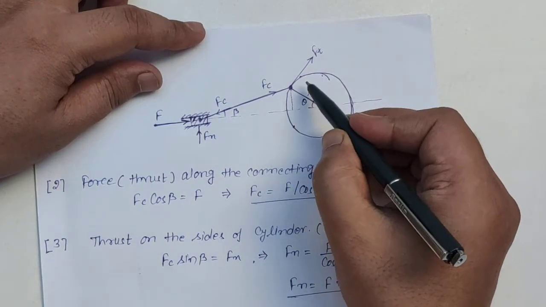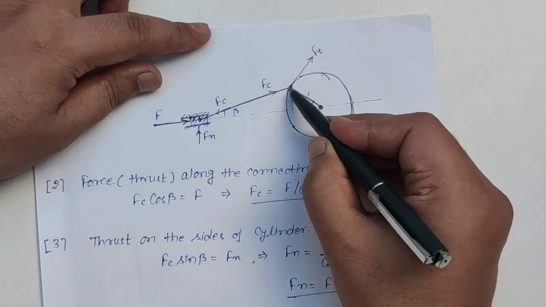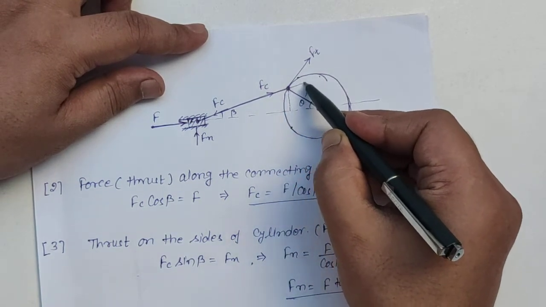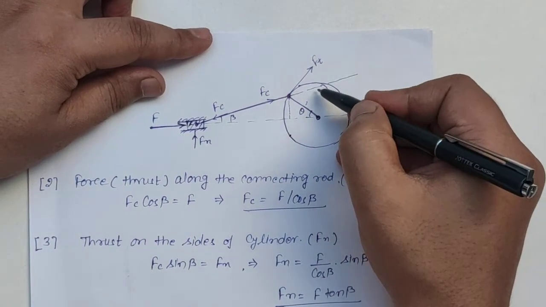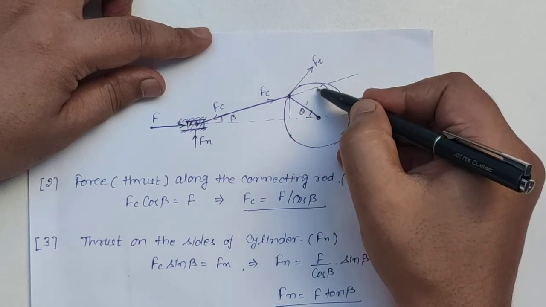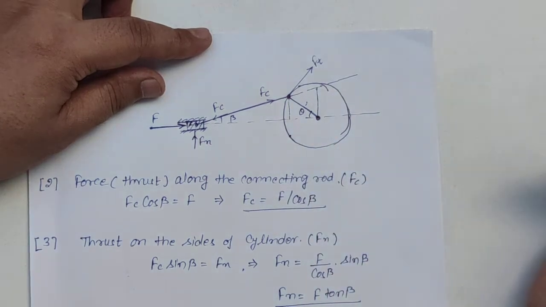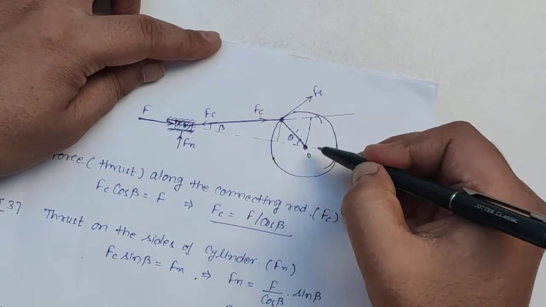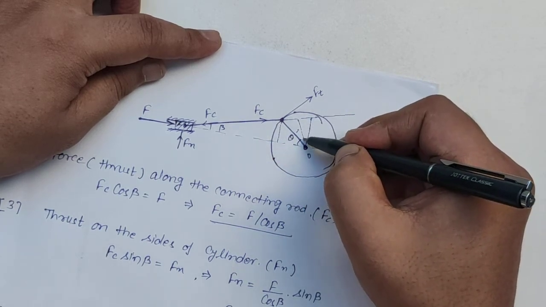For that, listen very carefully. We will extend the line of the connecting rod. We have extended the line of the connecting rod. Now draw a perpendicular. We are drawing a perpendicular line to the horizontal direction, and we have extended this perpendicular line. Then we will draw a perpendicular from O on this connecting rod. We have drawn a perpendicular from this one.